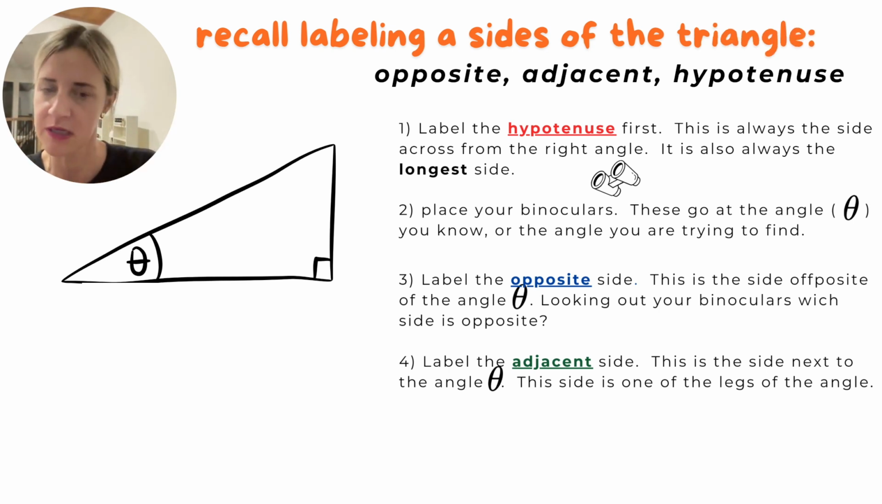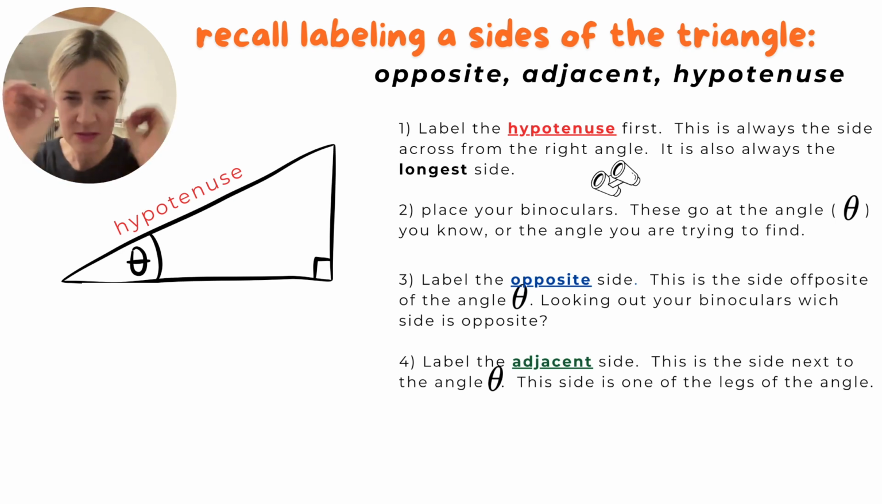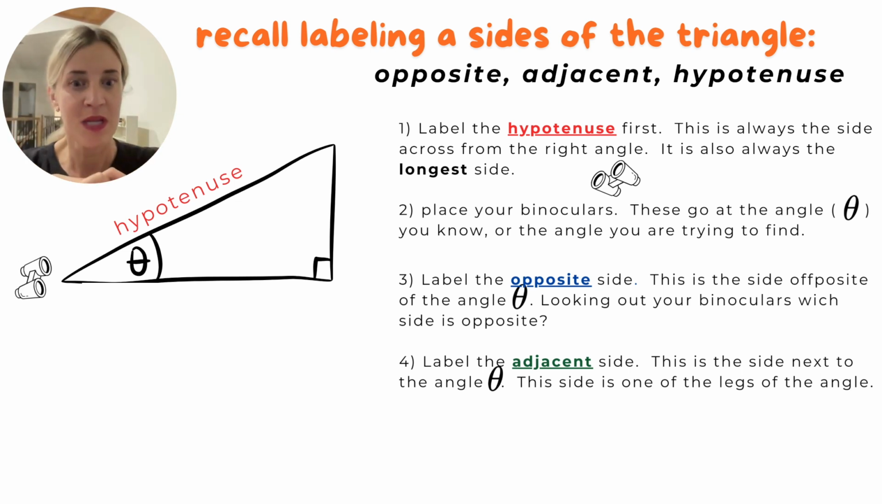Before we go into that, quick reminder, because we still need to be able to label our triangle correctly, how to label the sides of a right triangle. Remember, we have opposite, adjacent, and hypotenuse. First thing, label the hypotenuse. It is always the side across from the right angle. It's also the longest. Step 2, place your binoculars or your eyeballs at the angle theta that you know or are trying to find.